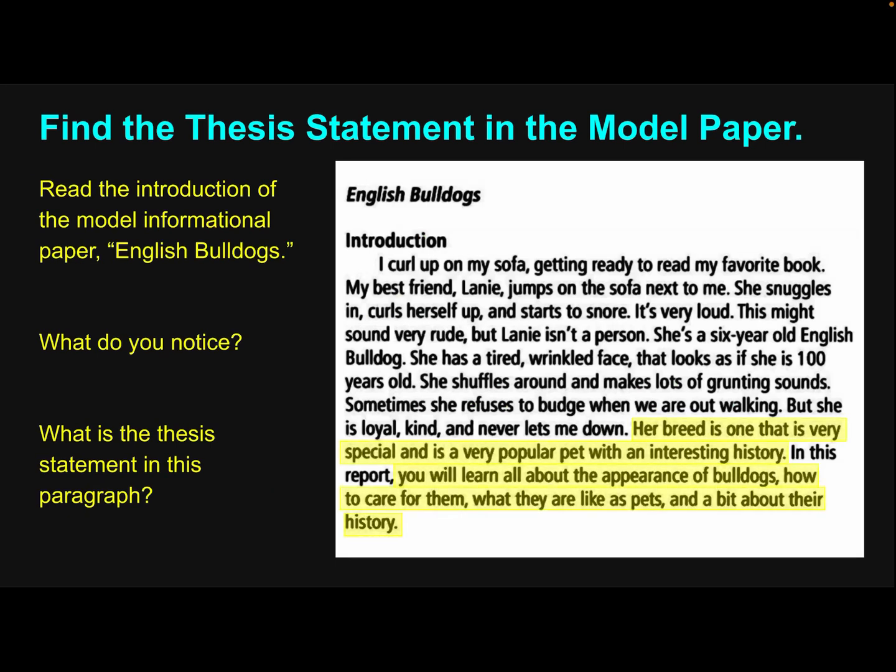All right, if you said the thesis statement is "Her breed is one that is very special and is a very popular pet with an interesting history, and you will learn about the appearance of bulldogs, how to care for them, what they are like as pets, and a bit about their history," you are correct. The main part of the thesis statement is "her breed is one that is special and is a very popular pet with an interesting history." The part that follows, you will learn about the appearance of bulldogs, how to care for them, what they are like as pets, and their history, is the roadmap part.